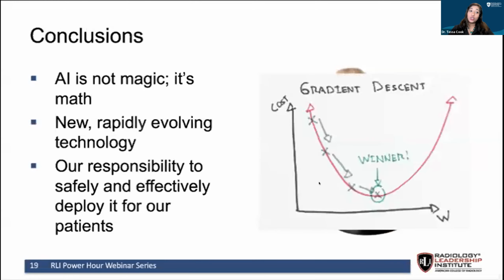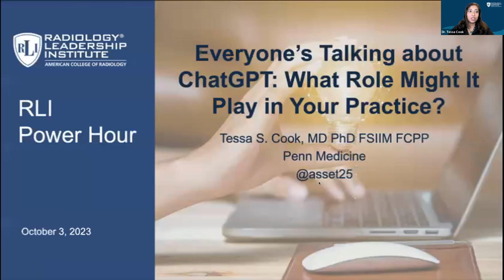The technology is new, it's rapidly evolving, and at the end of the day, it's our responsibility as practice leaders and practicing radiologists to safely and effectively deploy it for our patients. So with that, I thank you so much for joining us this evening, and I think we will open it up for questions.